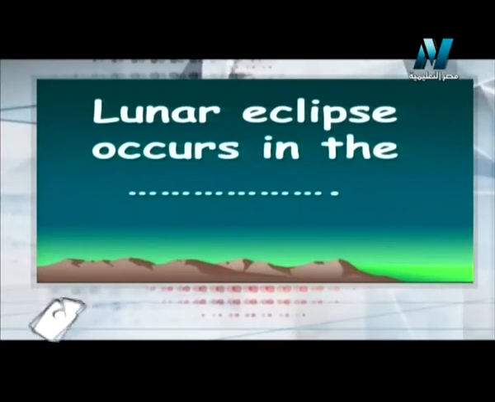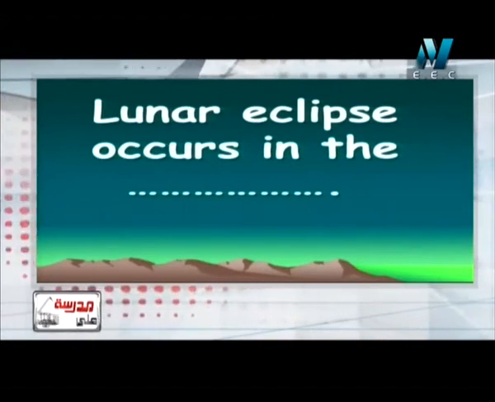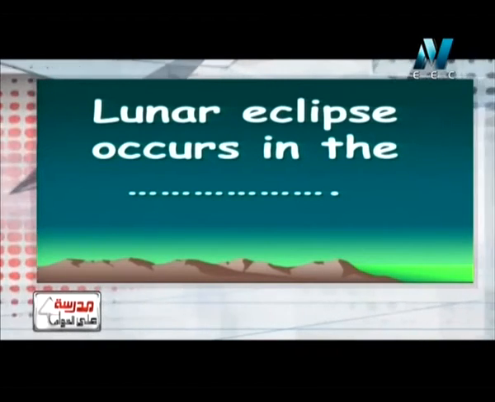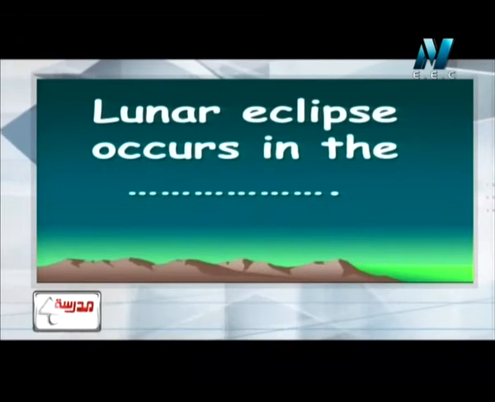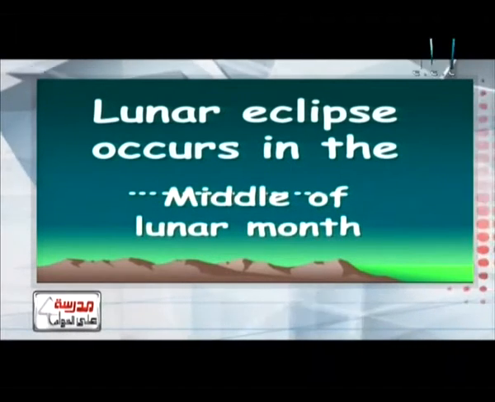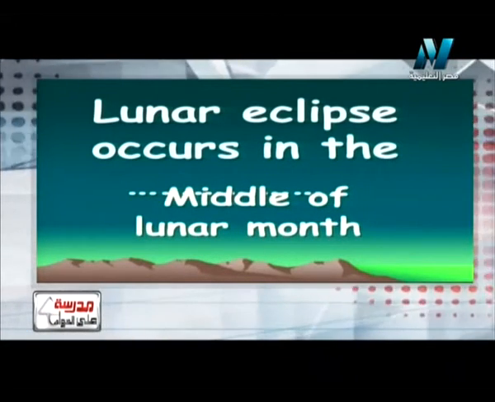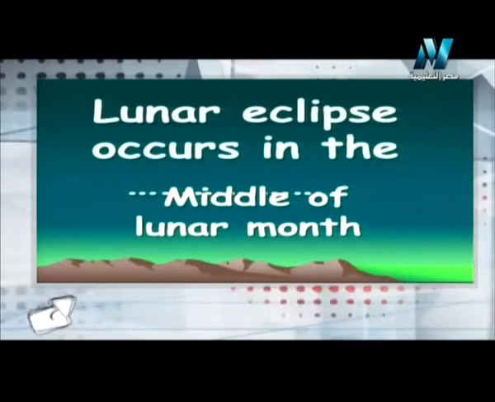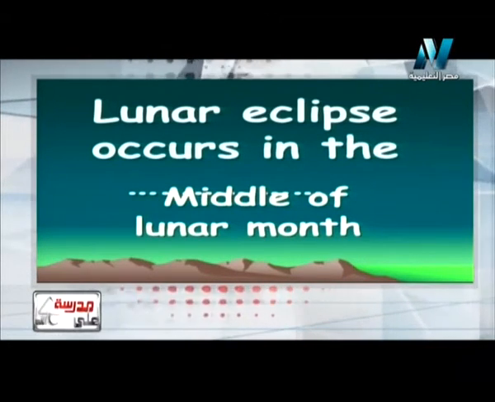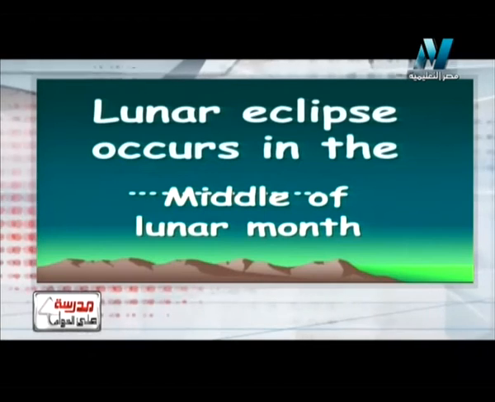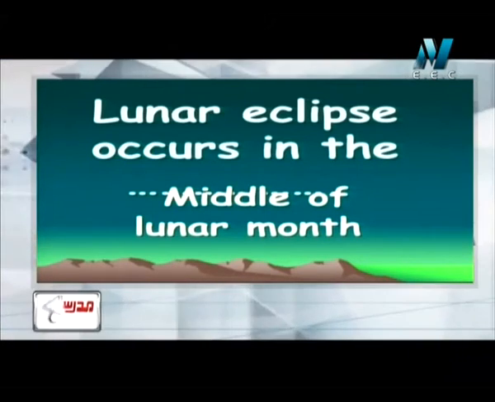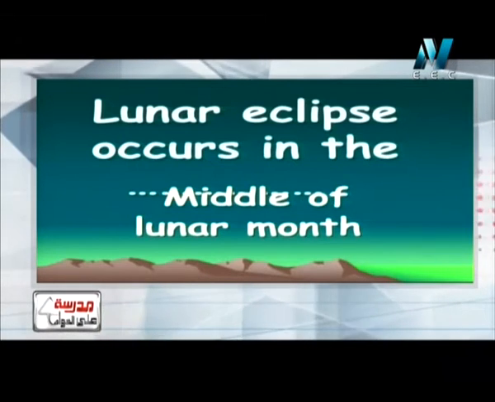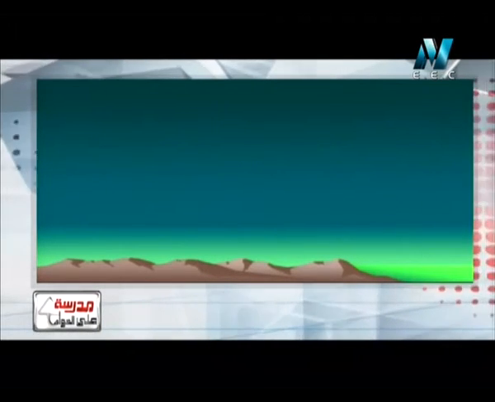Another question. Lunar eclipse occurs in the space. As we know, lunar eclipse is an astronomical phenomenon that occurs in the middle of the lunar month. We also know that it occurs two times per year. Another question.